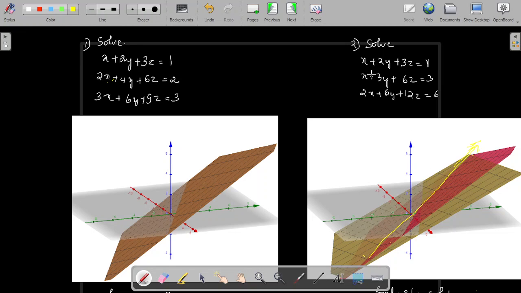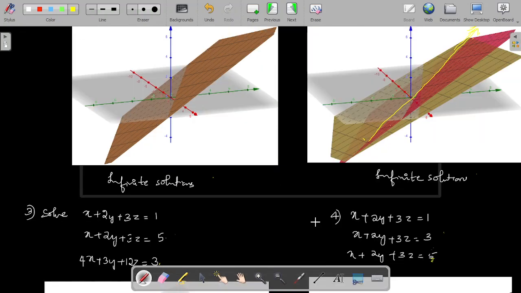Here in this case, there are two pivots and one free variable. In the previous case, there was one pivot and two free variables. And you will get an infinite number of solutions, because two planes are coinciding, and the remaining plane and the second plane will meet each other. If they meet, then only you will have a solution. In this case, they are meeting. Hence, you will have points of intersection. Along the line, every point is a point of intersection. Hence, you have an infinite number of solutions.